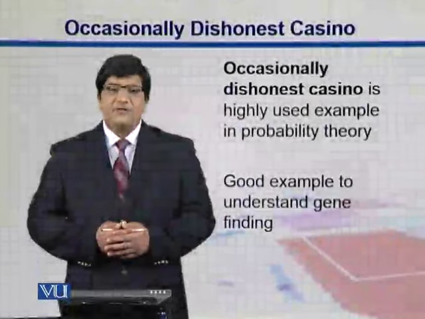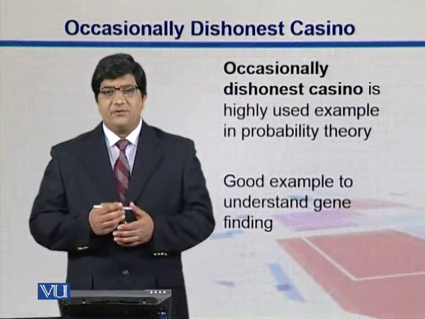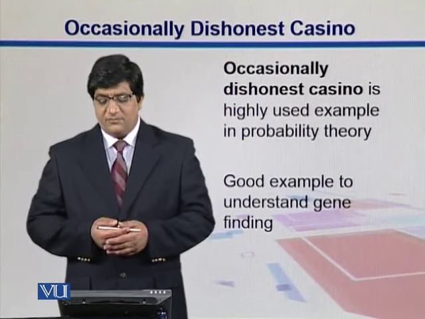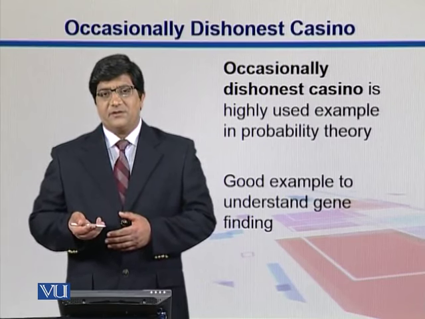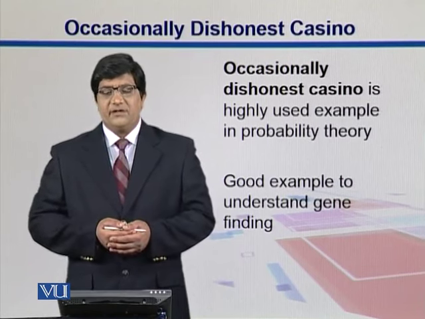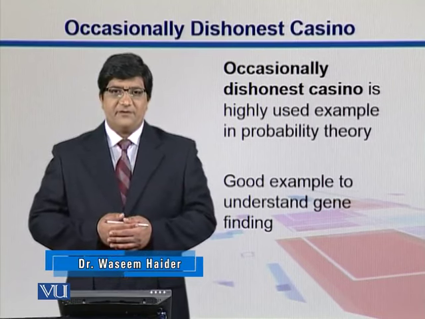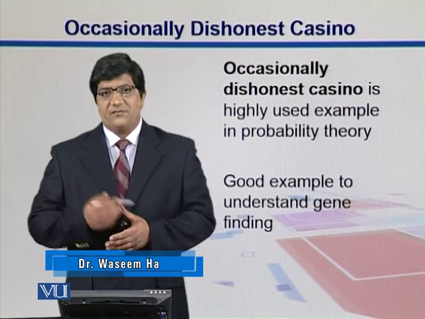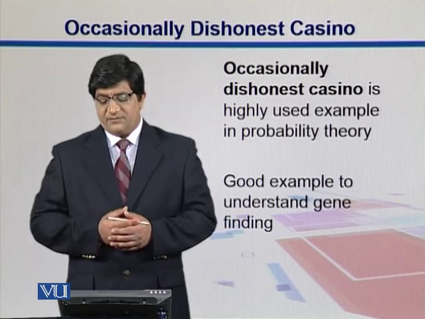Occasionally dishonest casino, guys. This example is used mostly in our probability books where we are talking about gene predictions, etc. So let's go over what this is about. A dishonest casino is not dishonest all the time, because they need to run their business. A casino is where people play those games of chance. We don't do that, by the way, but this example is important as far as understanding the probabilistic models for gene finding are concerned.